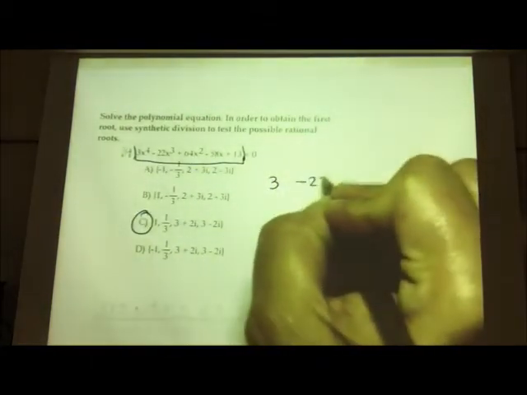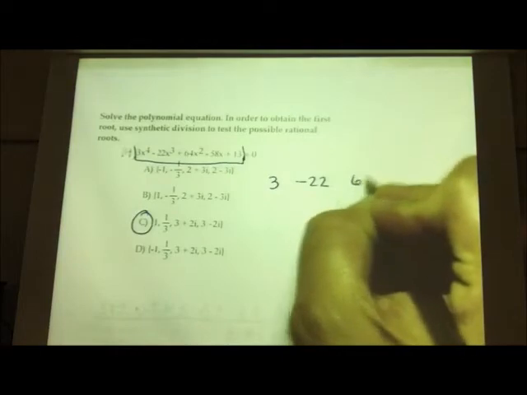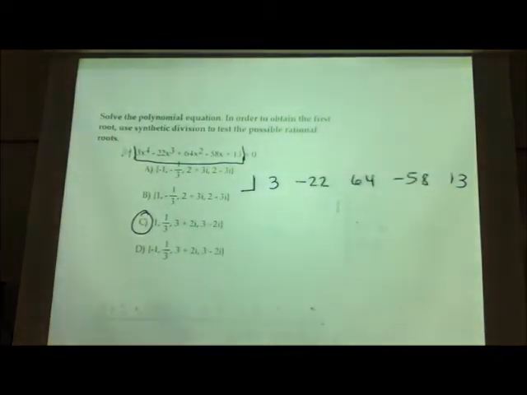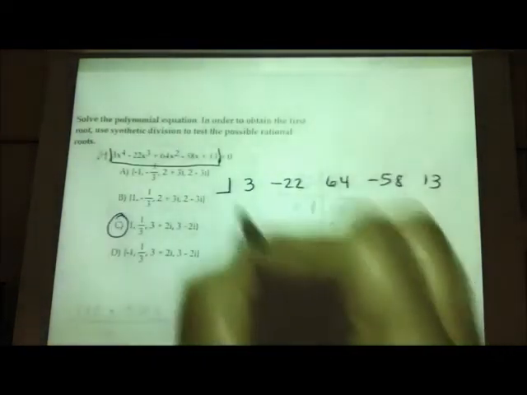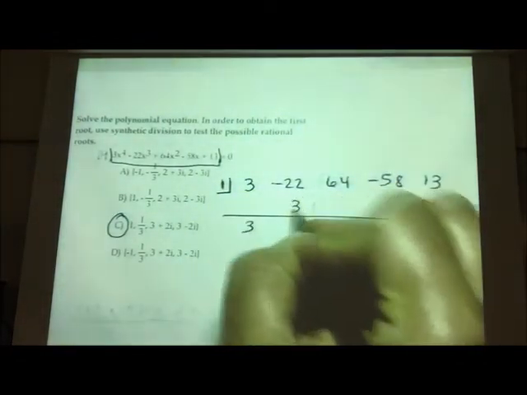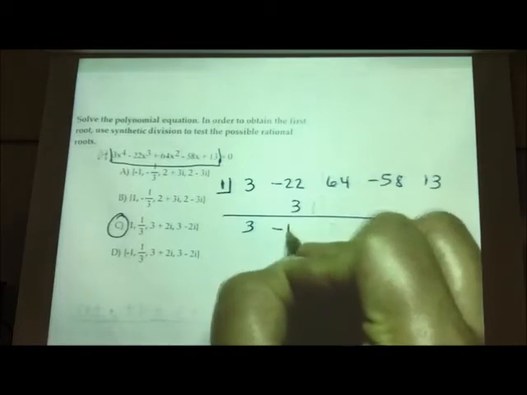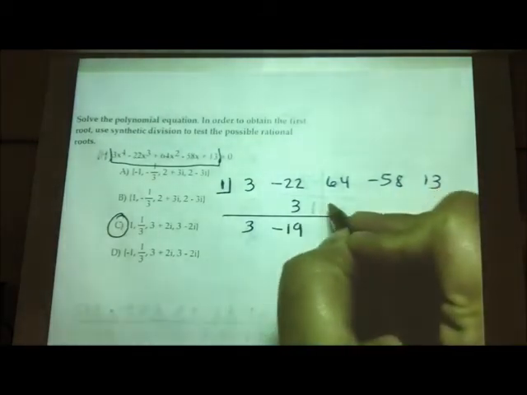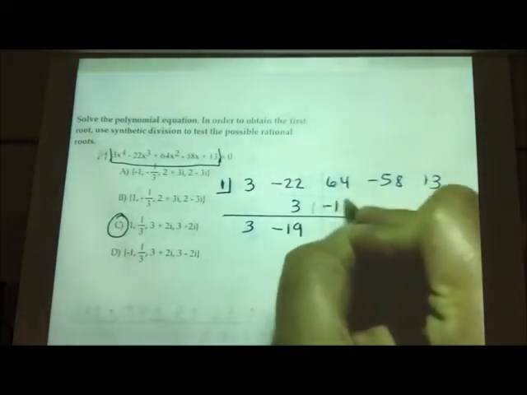3, negative 22, 64, negative 58, and a 13. The first number I'm supposed to use is a 1, because we know that one was going to work. So this is a 3, negative 19. Negative 19 times 1 is negative 19.